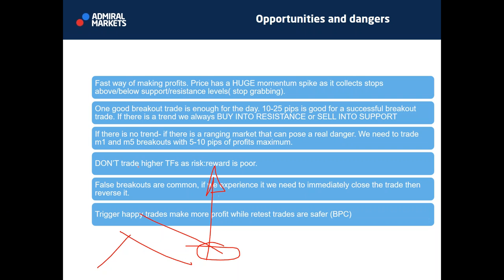So don't trade higher time frame breakouts, guys. You don't do it. You trade on lower time frames. You can even use 1 minute, but I'm referring to equities. If you trade equities such as DAX, Standard & Poor's, FTSE, various indices, Nikkei, you can do it on 1 minute. If you're trading Forex market, we use 5 minutes, we use 15 minutes usually.